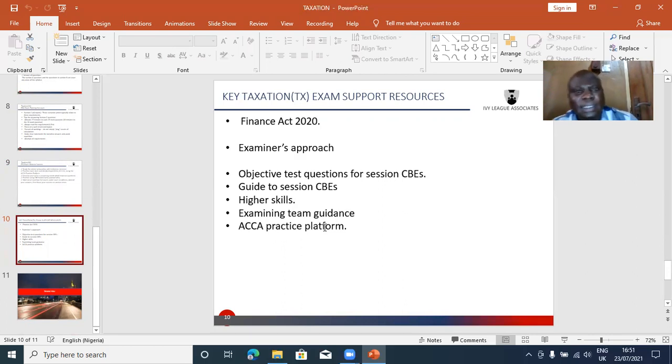So this is to introduce you to paper Taxation. I hope to meet you in the class, and I'm hoping that you will adhere to all these instructions, and at the end of your paper, we'll be very glad with your performance, and you will progress to the next paper. Thank you very much.